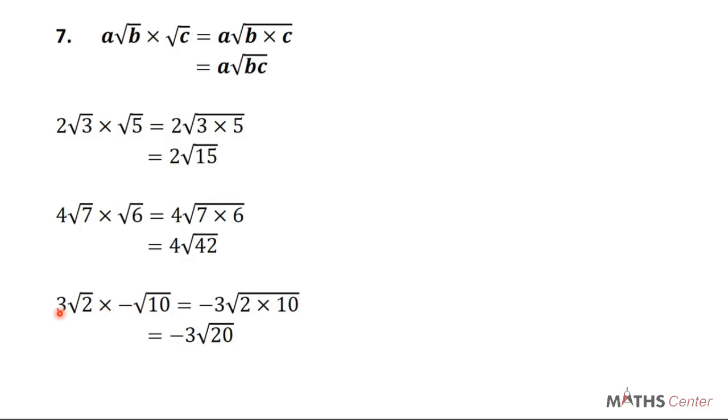Now when you come here, we have 3 root 2 times negative root 10. So when you come here, the number in front of this will be 1. So this is going to be negative 1 root 10. So 3 will multiply negative 1 to give us negative 3. Then the numbers under the square root sign will multiply. So 2 times 10 will give us 20. So this will give us negative 3 root 20.